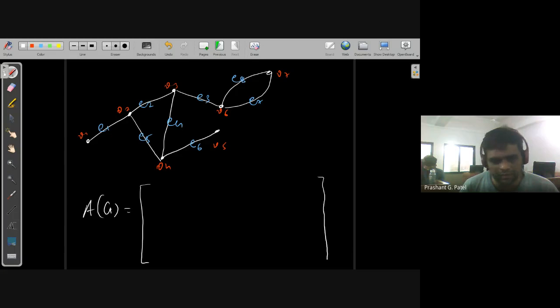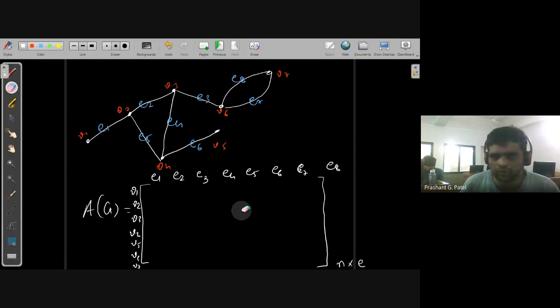So first of all, this is of order n cross e. n is the number of vertices. That means the rows are vertices. So let's say V1, V2, V3, V4, V5, V6, and V7. These are the vertices. And the columns will be edges: E1, E2, E3, E4, E5, E6, E7, and E8. So this is the graph, and also the matrix you will have.